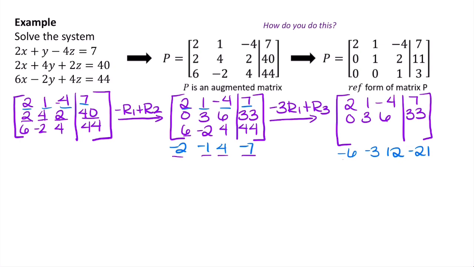So 6 plus negative 6 is 0. Negative 2 plus negative 3 is negative 5. 4 plus 12 is 16. 44 plus negative 21 is going to be 23. Okay, so now you can see I've gotten partially the second entry in my last row into a 0.